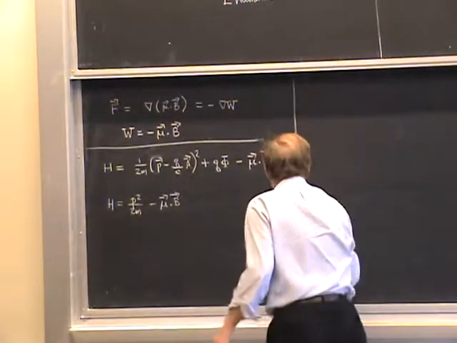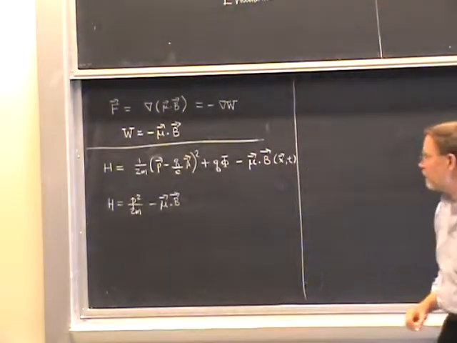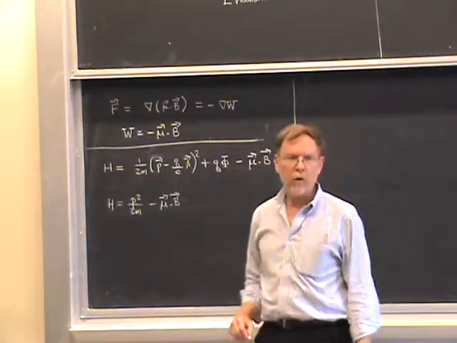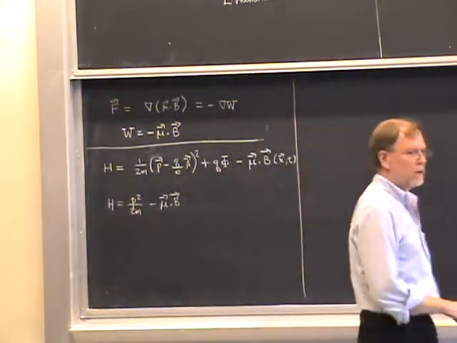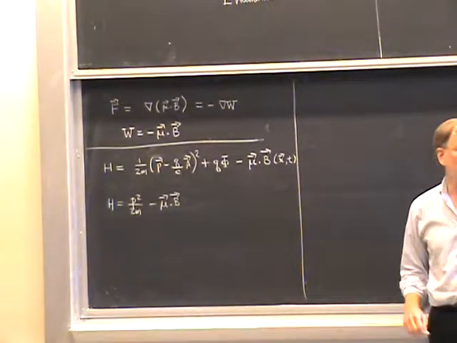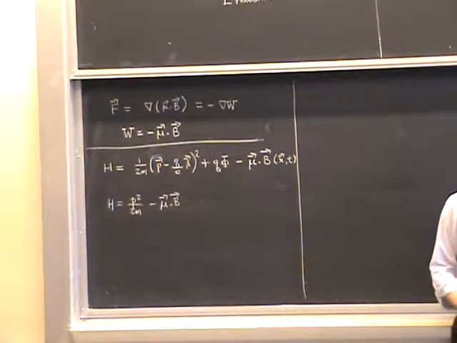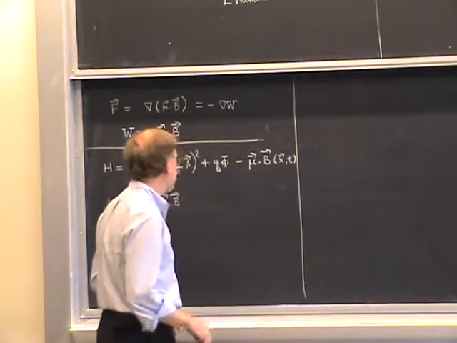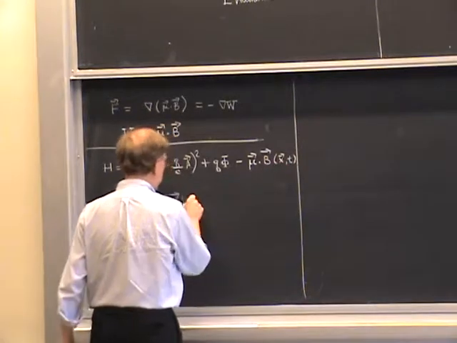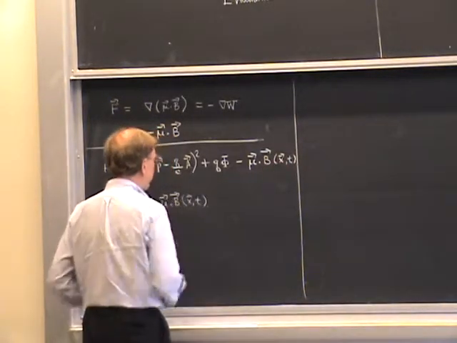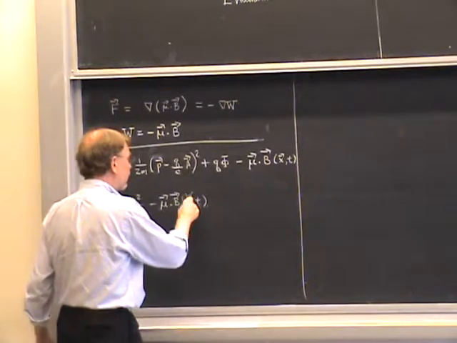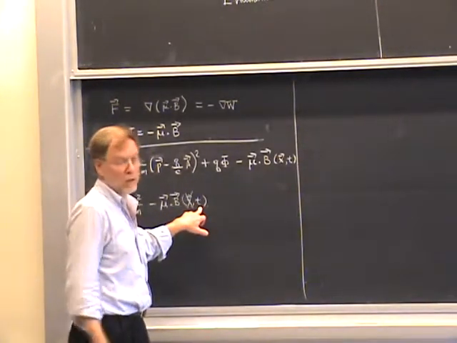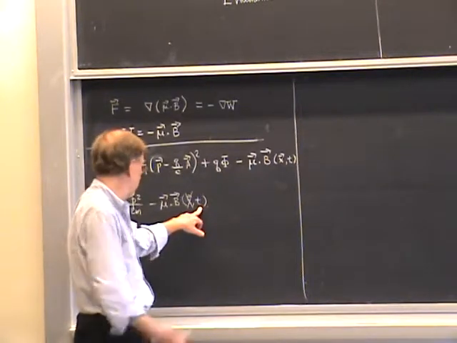Now, for the rest of the lecture today, we're going to simplify this even further and ignore the spatial degrees of freedom. This would be appropriate if the particle in question has a wave function which is localized, and the magnetic field is slowly varying, so the magnetic field is nearly constant over the spatial extent of the particle. So there's an x and t there. And if that's true, then we can, in effect, ignore the spatial extent, and we just have a magnetic field which depends on time. Of course, it doesn't have to depend on time, but it may.